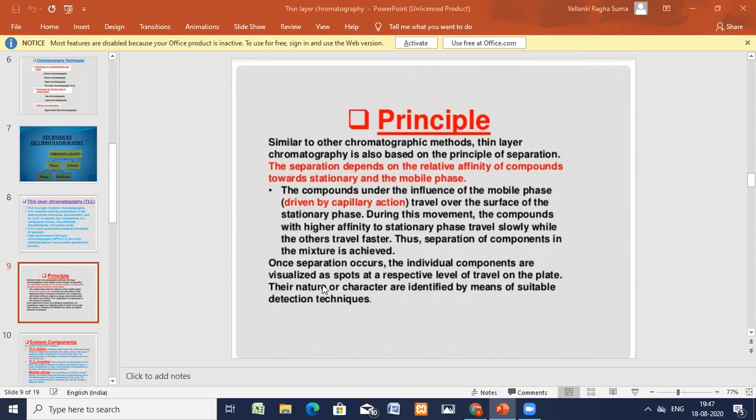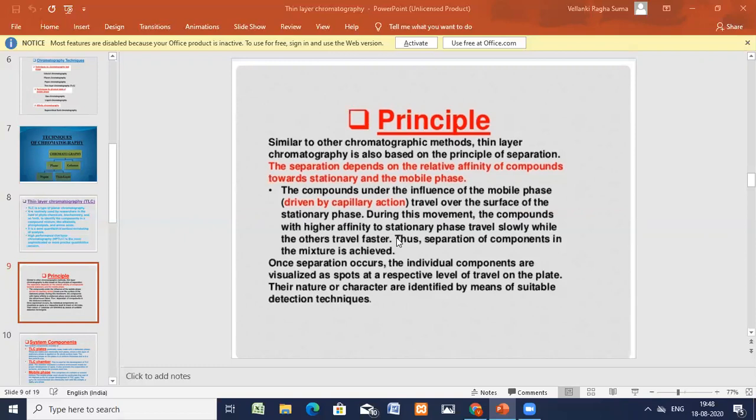Stationary phase choice is wide, so you have different choices. Recovery of the separated compounds is fast and easy. Separation efficiency is high. Identification of separated components is also easy. So this is a more advantageous technique.